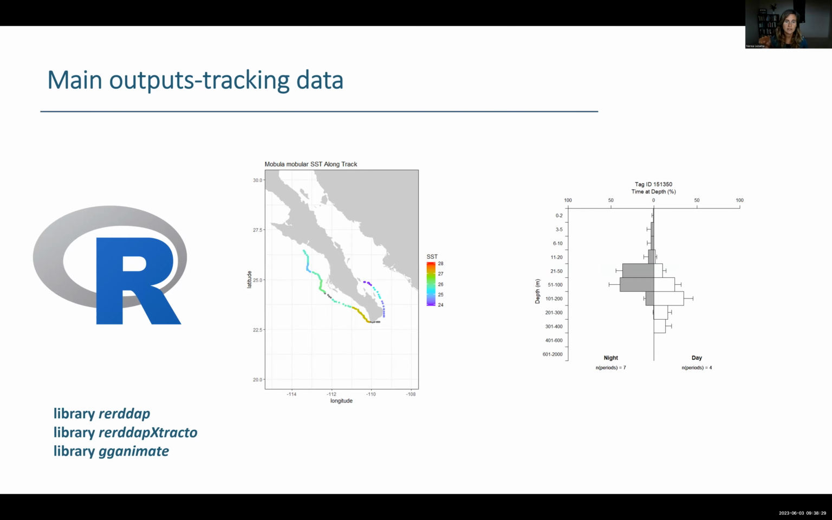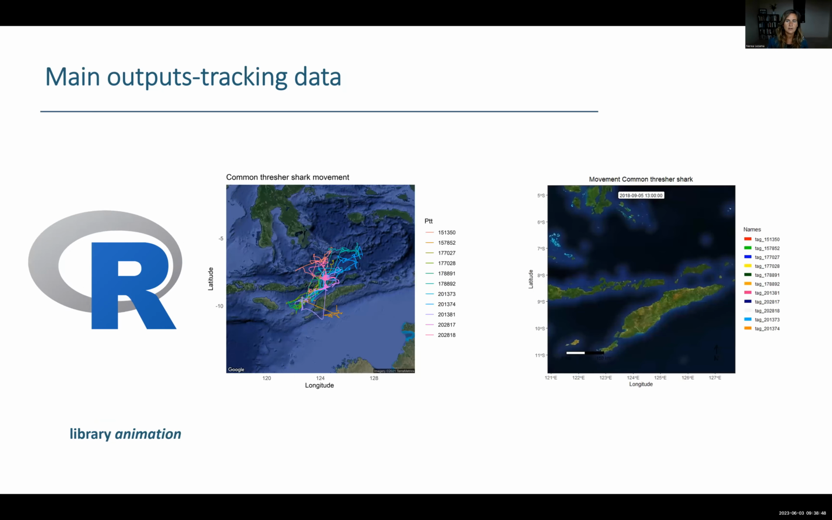Along the different seasons, this Mobula is going out from the Gulf of California and going to the West Coast. So you can see there is a gradient and a change of temperature. You are able to do this, and it is very interesting to see how the different top predators are tracking the different environmental preferences of an area. And also when you are using tracking data with the library animation, as I said before, you are going to be able to plot your tracking data, but also do animations.